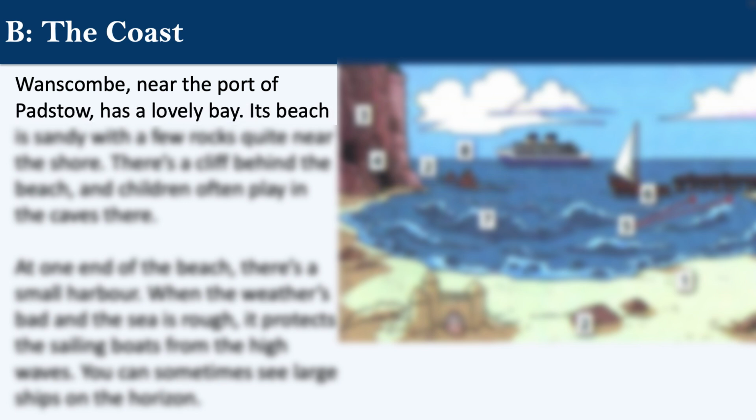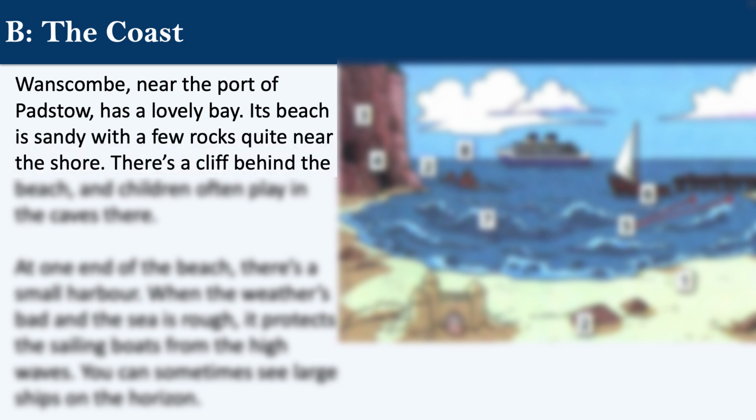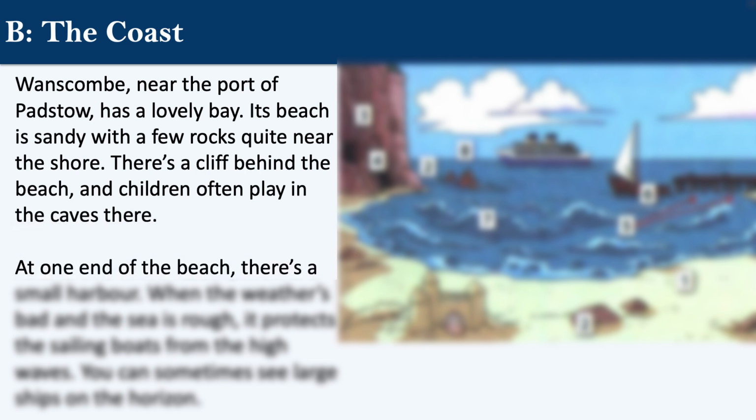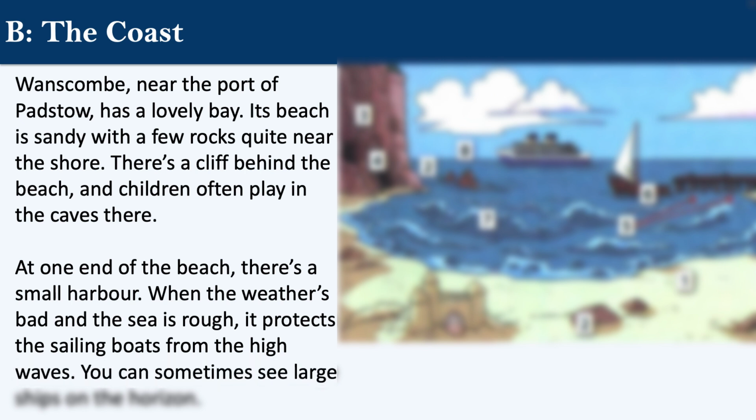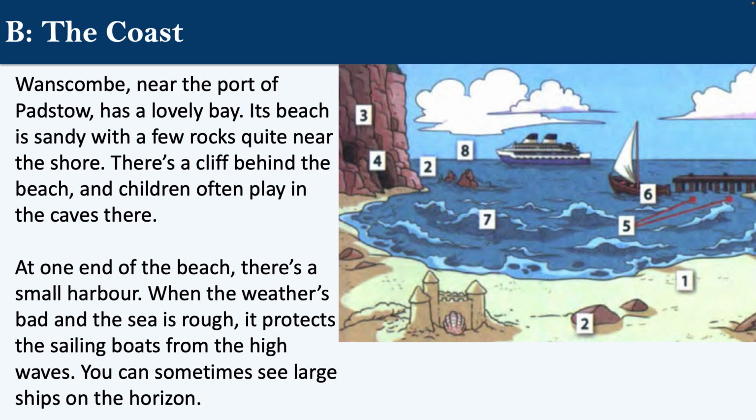Wenscombe, near the port of Padstow, has a lovely bay. Its beach is sandy, with a few rocks quite near the shore. There's a cliff behind the beach, and children often play in the caves there. At one end of the beach, there's a small harbor. When the weather's bad and the sea is rough, it protects the sailing boats from the high waves. You can sometimes see large ships on the horizon.